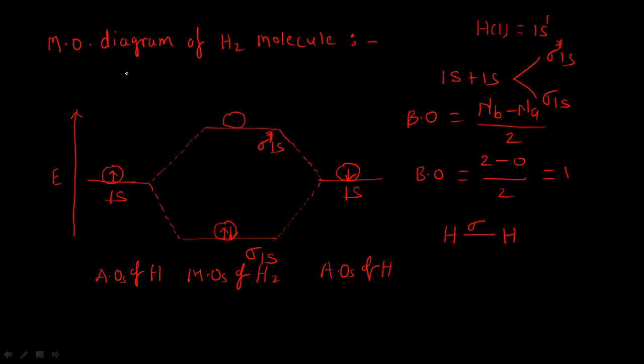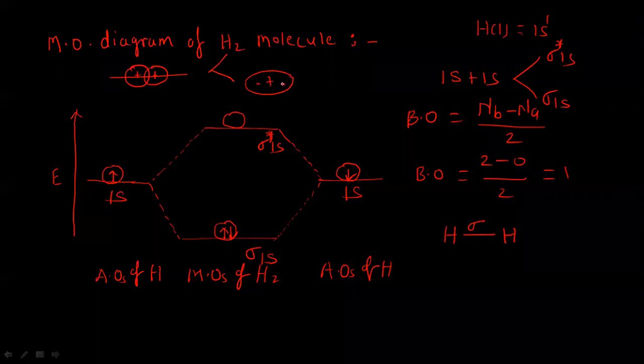Okay, due to the overlapping between two 1s atomic orbitals, we have to show this overlapping of the 1s atomic orbitals. Okay, the 1s atomic orbitals are on the line joining the internuclear axis. So it will give two molecular orbitals. One is the bonding molecular orbital, which has the lower energy, and the other is the antibonding molecular orbital, which has the higher energy. So this is the sigma bonding molecular orbital. Okay, so this is the MO diagram of the hydrogen molecule.